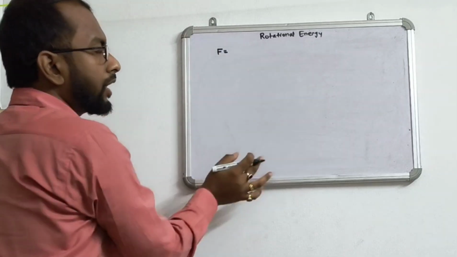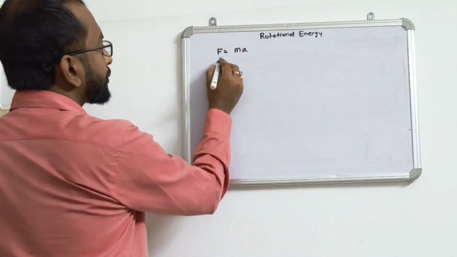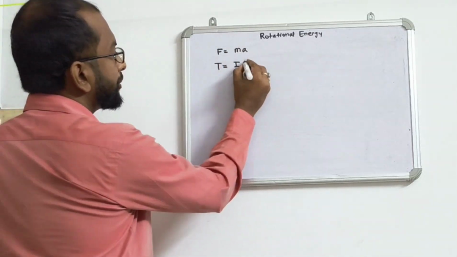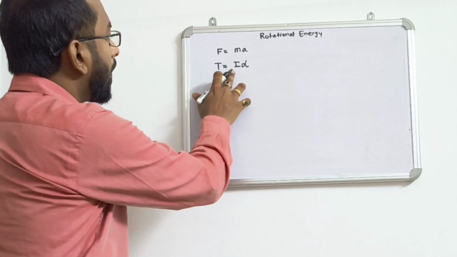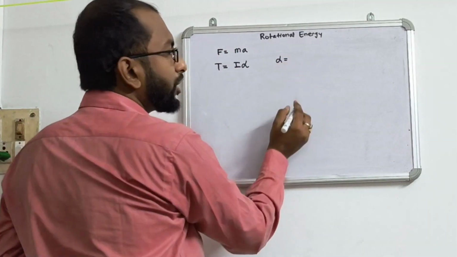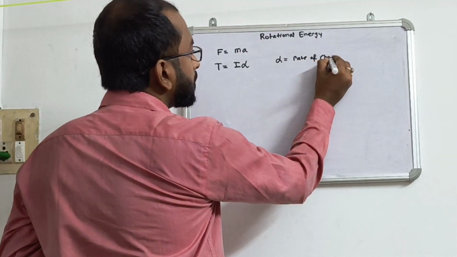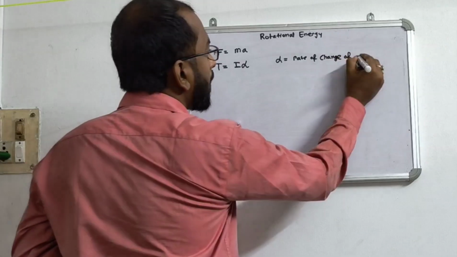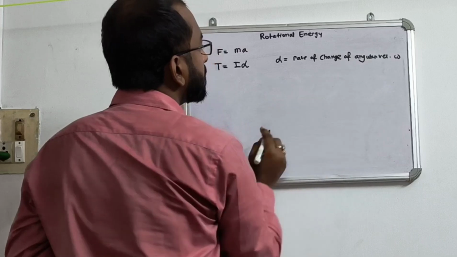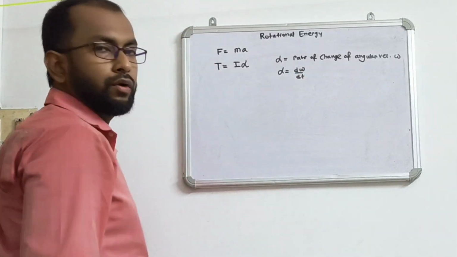Now we know that in the case of translational motion, force is equal to mass into acceleration. In the case of rotational motion, equivalent to mass is moment of inertia and equivalent to acceleration is angular acceleration. So I into alpha. Alpha is rate of change of angular velocity omega. So you can write alpha is equal to d omega by dt, rate of change of angular velocity.